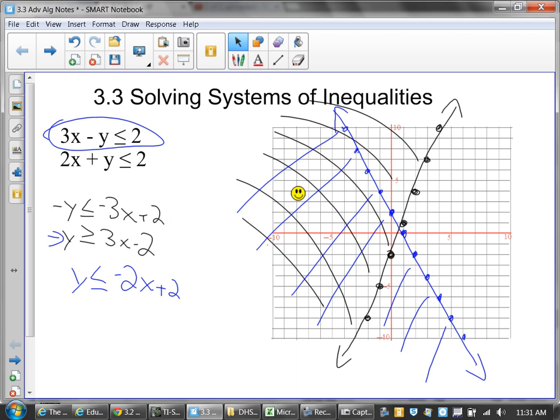And that's what we're doing. All it is is multiple inequalities on one piece of graph paper, and we're trying to figure out where they overlap their shading. Okay? Let's try some more.